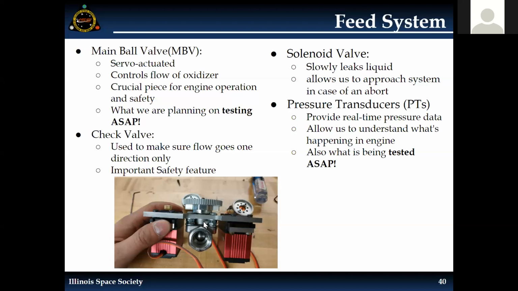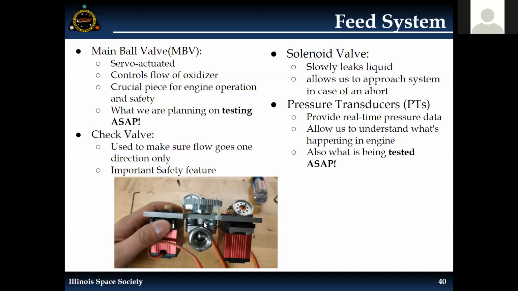So they give us real-time pressure data. They allow us to understand what's happening in the feed system, both for performance and for safety. That's also something that we're going to be doing pretty soon, because we need to calibrate them. Like I said, it gives you a voltage and that gets converted to a pressure. So calibrating them is setting it up so that it understands what voltage is exactly what pressure.